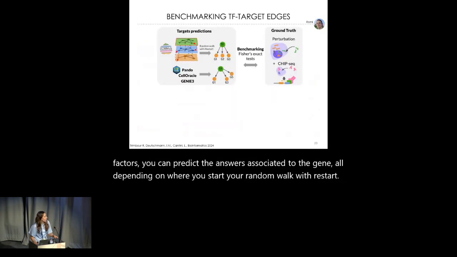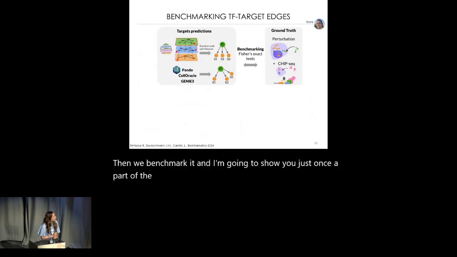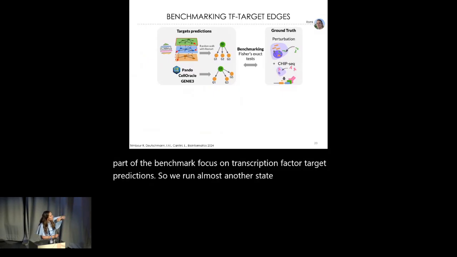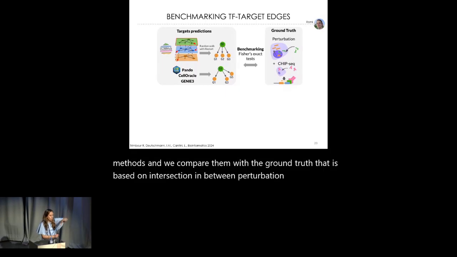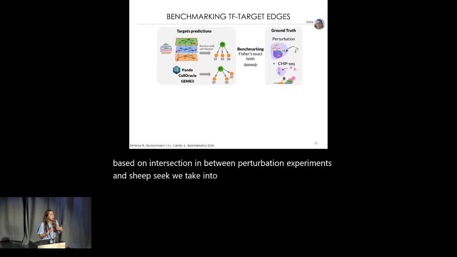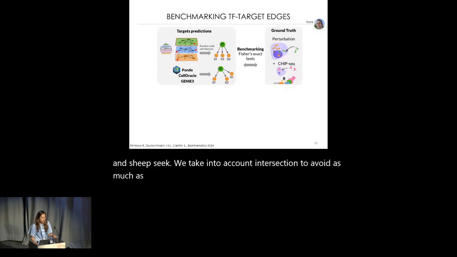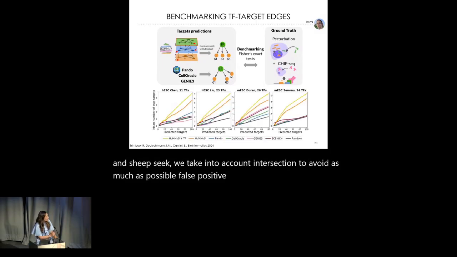Then we benchmarked it, and I'm going to show you just one subpart of the benchmark focused on transcription factor target predictions. So we ran HuMMuS and other state-of-the-art methods, and we compared them with a ground truth that is based on the intersection between perturbation experiments and ChIP-seq. We take into account the intersection to avoid as much as possible false positive interactions. And these are the results that we get.